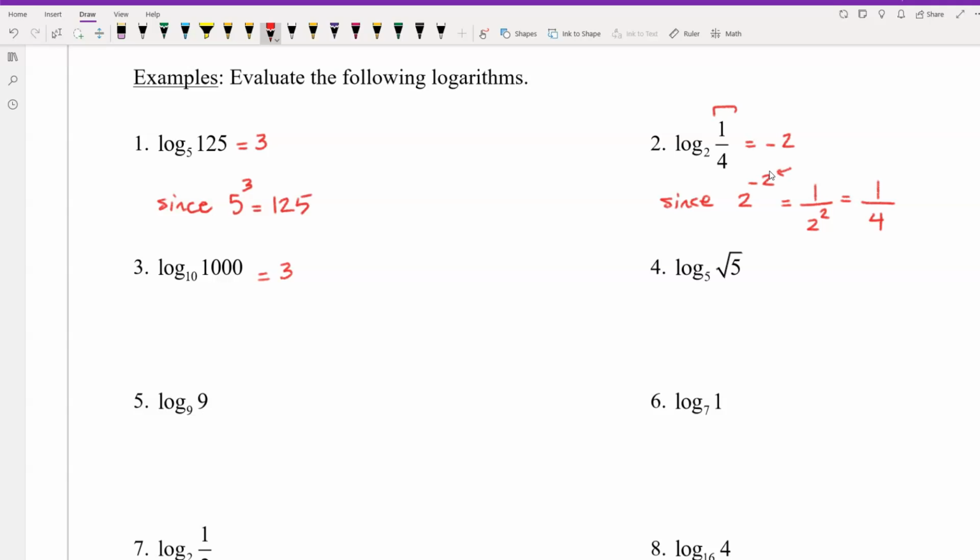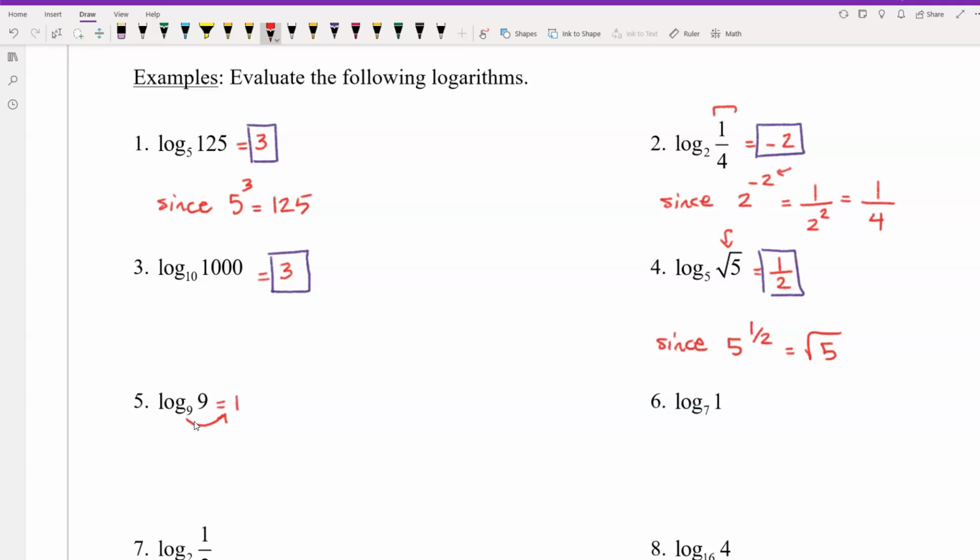Number 4, square root of 5. So here on this part we have square root of 5. Here base is 5. So this is equal to 1/2. Number 5, here base 9. Power 1 equal to 9. So the answer for log is equal to 1. Now here what we have is log 1. So this is equal to 7. Power should be 0. So 7 power 0 is equal to 1. So the answer here is 0.